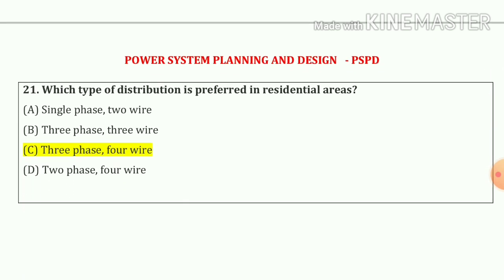Question number 21. Which type of distribution is preferred in residential area? So our answer is option number C, 3-phase 4-wire system. Important question this one.